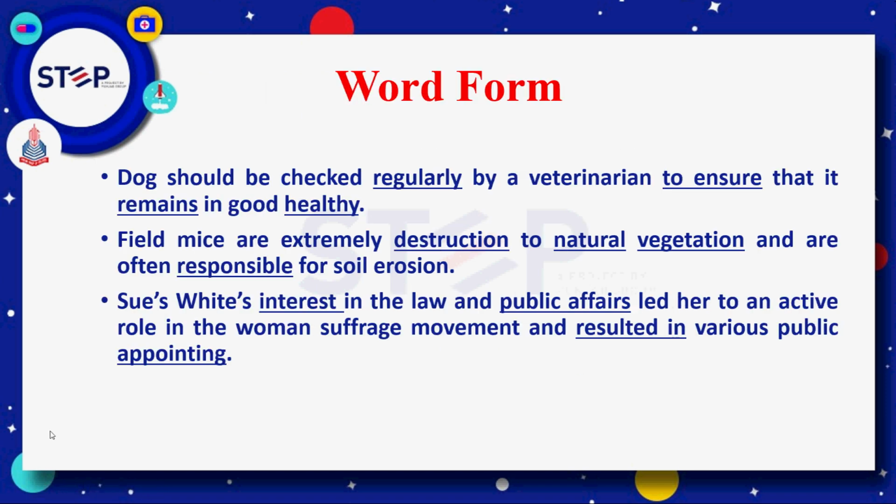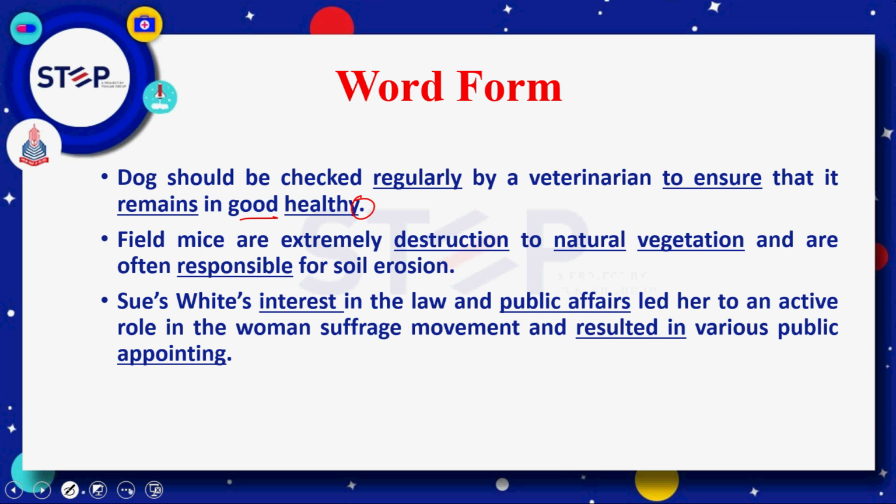Okay, now let's look at word form examples. Word form is again an important aspect of error identification. The part of speech should be according to the context. The dog should be checked regularly by a veterinarian to ensure that it remains in good health. So good is an adjective, and after that we need a noun. Healthy is an adjective, so healthy is wrong over here.